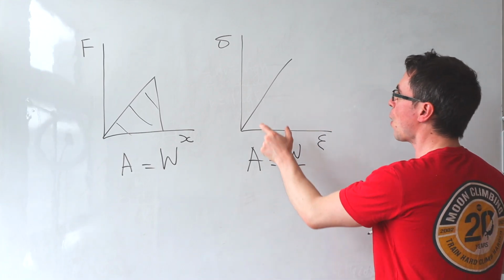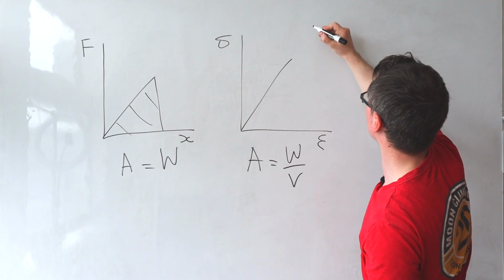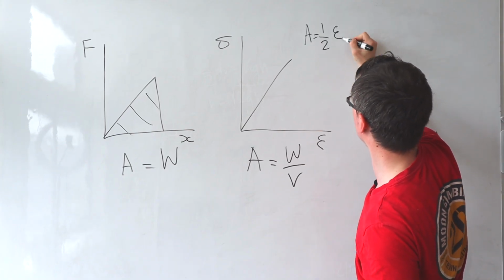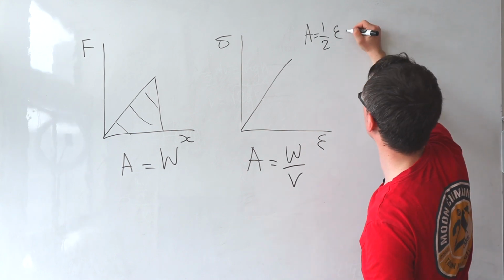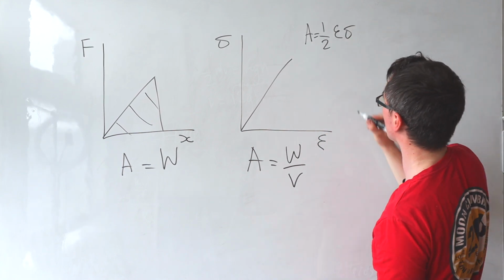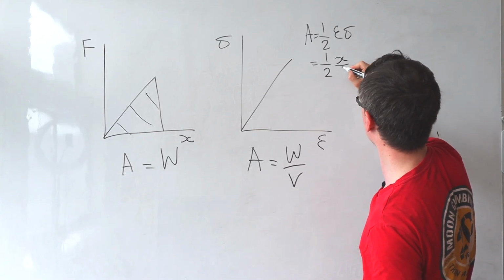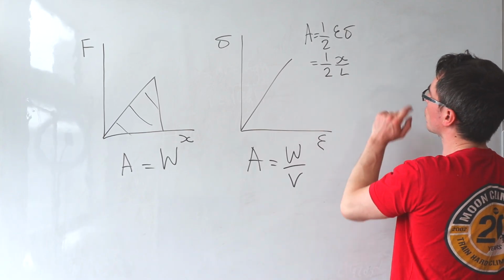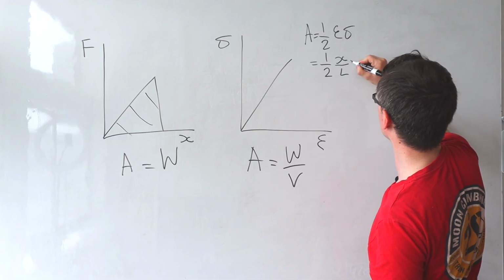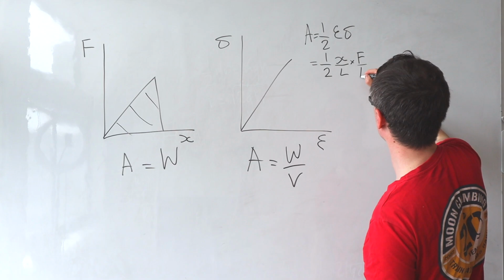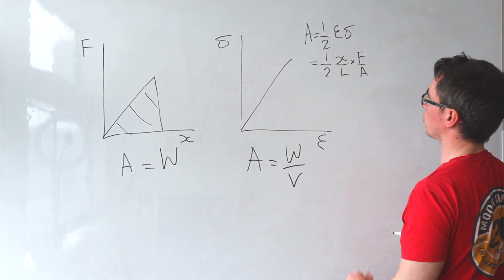Why is this? Well, let's consider this case in particular. So the area will be a half the base, which is the strain, multiplied by the height, which is the stress. Okay, so this here will be a half x over L, where x is the extension, L is the original length, multiplied by the stress, which is F divided by the cross-sectional area. That's the definition of stress.